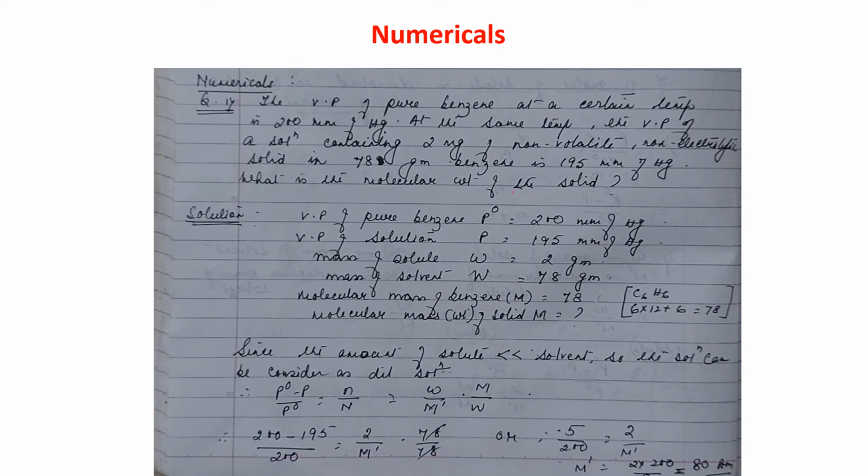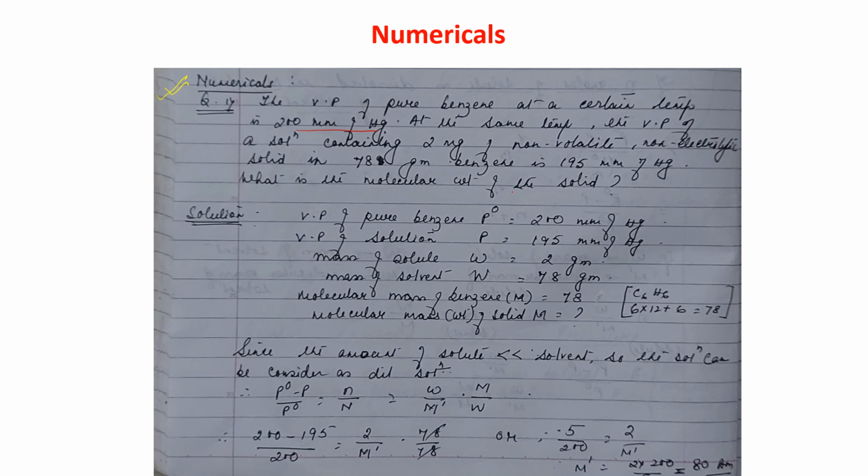Let us solve some numericals. Numerical number 1. The vapor pressure of pure benzene at a certain temperature is 200 millimeter of mercury. Pure benzene. Okay, that means the vapor pressure of benzene in pure form, that is P0, is equal to 200 millimeter of mercury. At the same temperature, the vapor pressure of a solution containing 2 milligram of non-volatile, non-electrolytic solid in 78 gram of benzene is 195 millimeter of mercury.